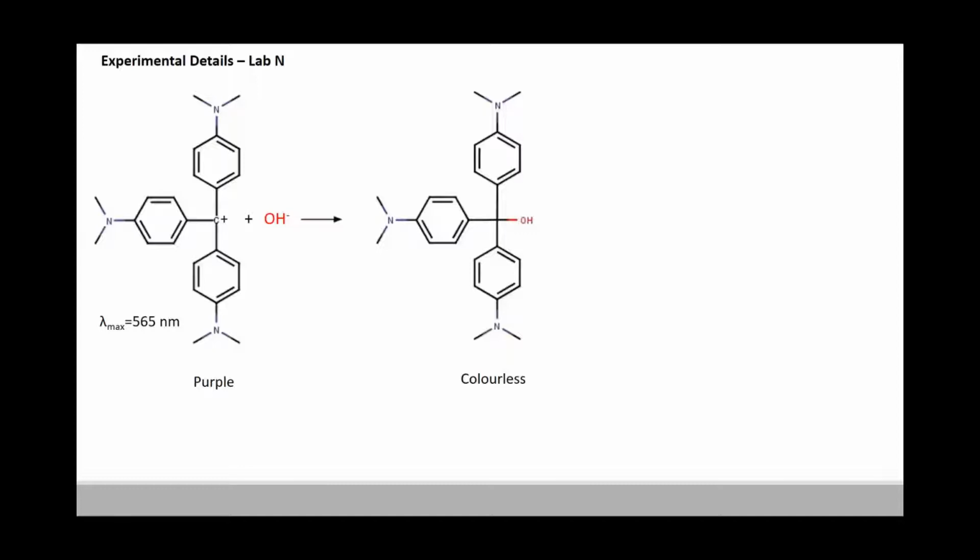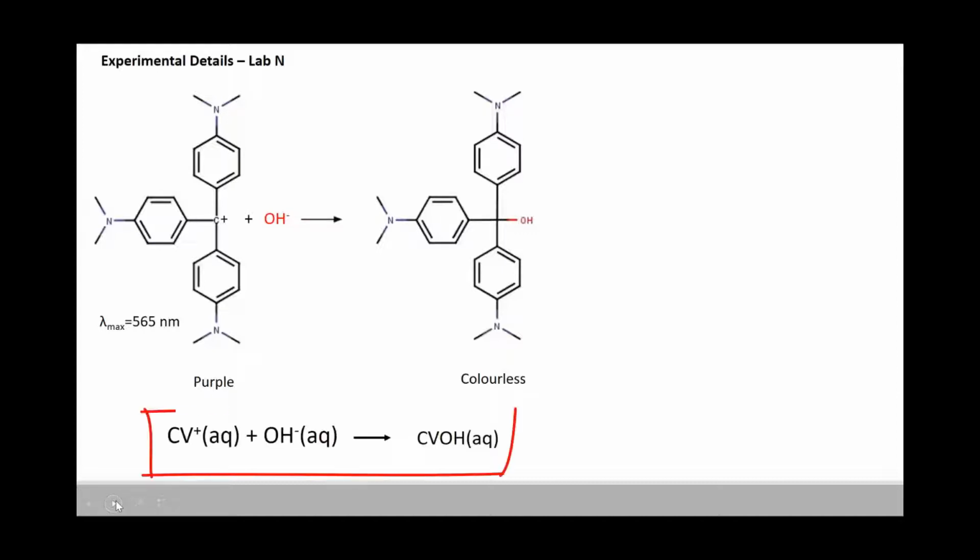While it is helpful to be aware of the complete molecular structure of the crystal violet cation, this chemical reaction is often represented in an abbreviated form as shown here. Cv+ is the purple-colored crystal violet cation, and CvOH is the colorless product. The general rate law for this reaction is written as follows.